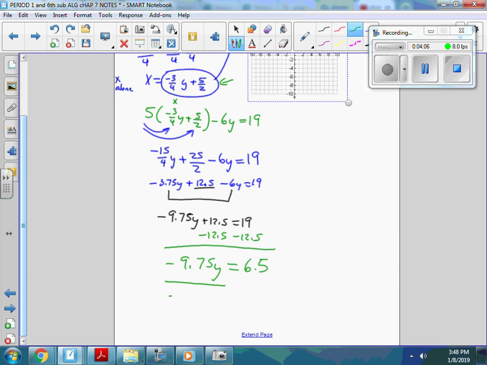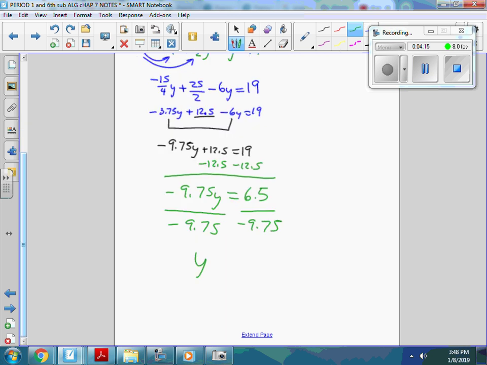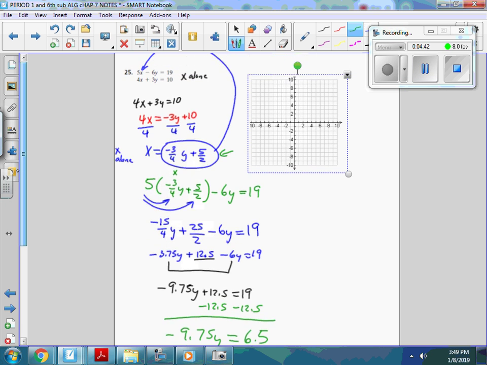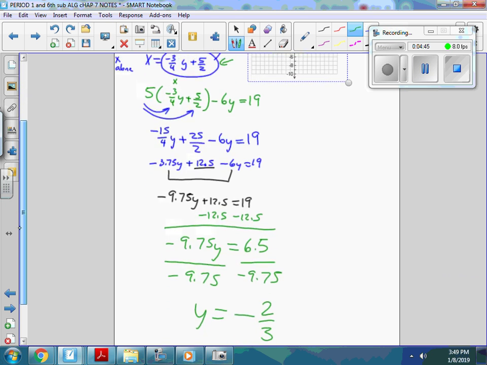So now I'm going to divide by negative 9.75 to get y by itself. So what is 6.5 divided by negative 9.75? y equals negative something. So that equals negative 2/3. Okay, according to other students in the class right now, that is the correct answer. Okay, so we still have to figure out what x equals. So if I come up here, I just figured out that y is negative 2/3.